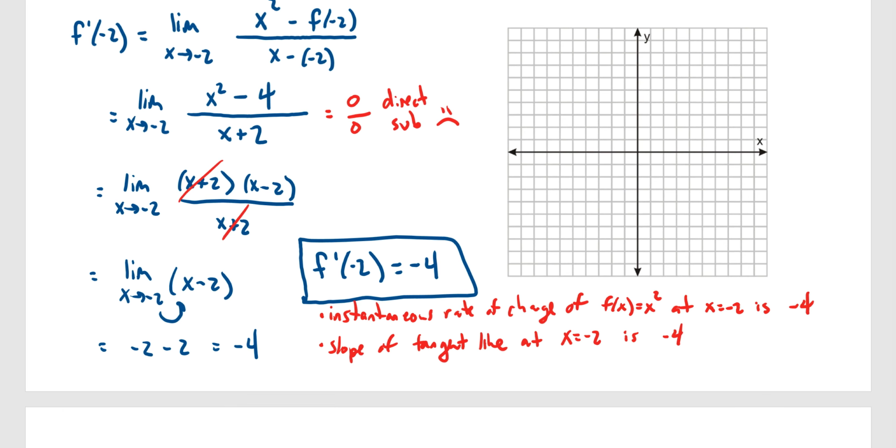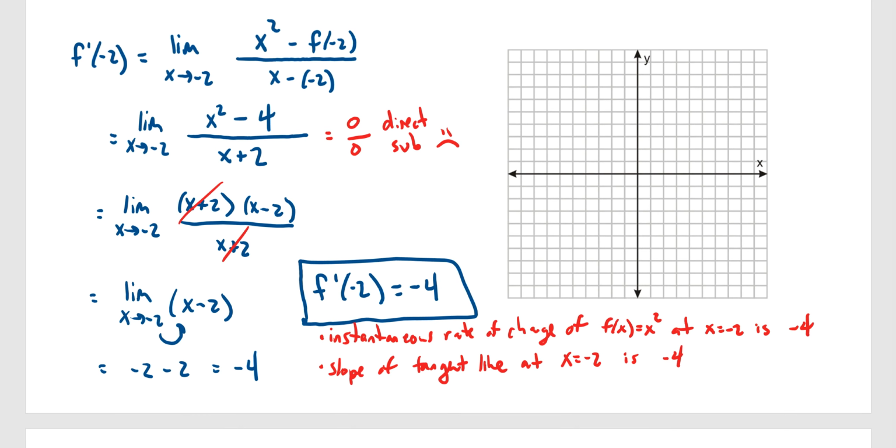So f prime of -2 equals -4. That means the instantaneous rate of change for our original function f of x equals x squared at x equals -2 is -4. That also means, same thing, a different way of saying it, is the slope of the tangent line at x equals -2 for our function is also negative 4.